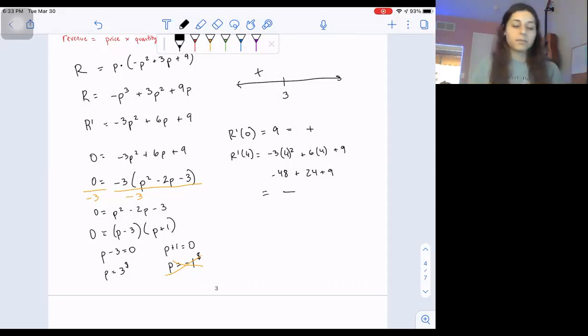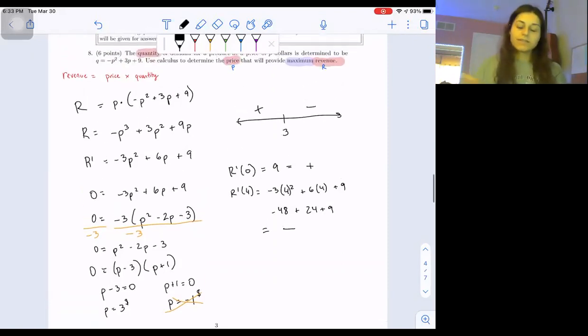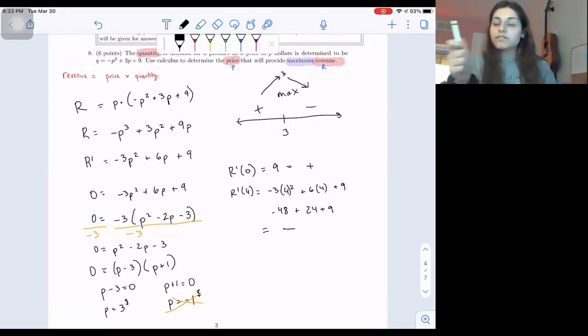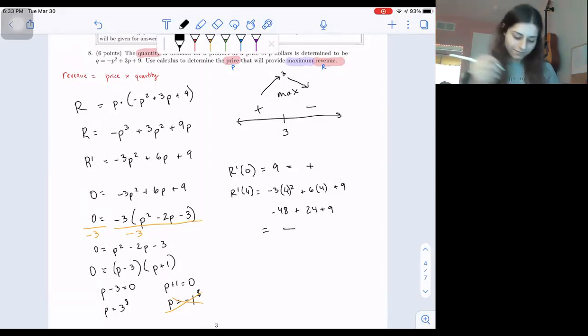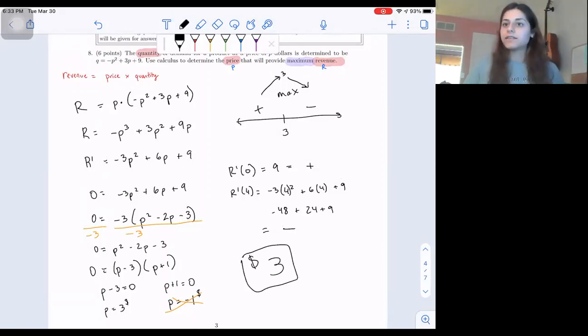Again, I don't really care what the number is. Is it positive or negative? That's all I care about. Okay, so it's positive to the left, negative to the right. So it means it's going up, hits that 3 at that critical point, then it goes down. And that looks like a maximum to me. All right, so we know for sure 3 is the price that will give us maximum revenue. So $3. Final answer.